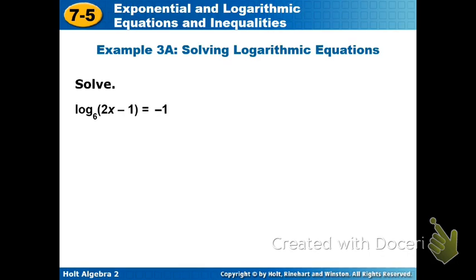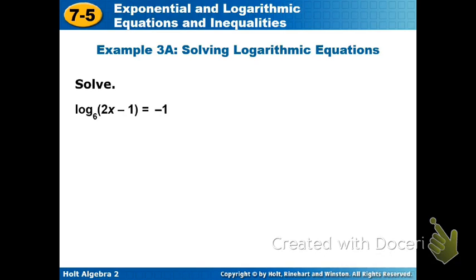So we're going to start with this one. We have log base 6 of 2x minus 1 equals negative 1. This is a little simple one because we're not having to bring it together as a single log. We're already at that single log. So we're ready to start to solve this. We kind of have our other steps already done here.